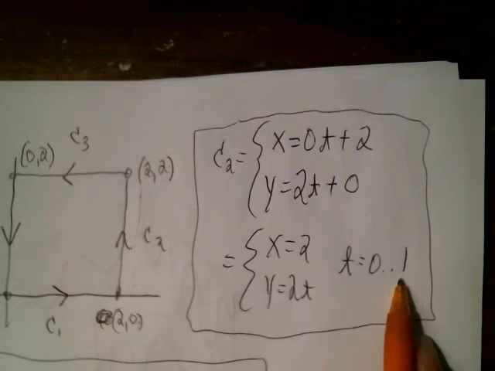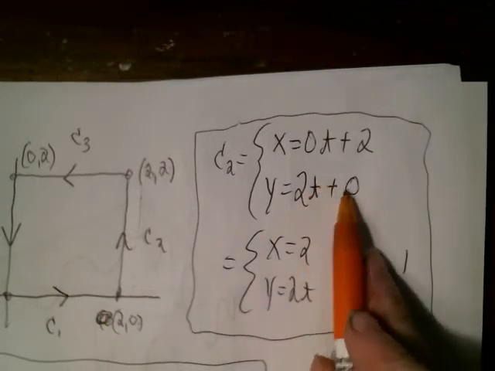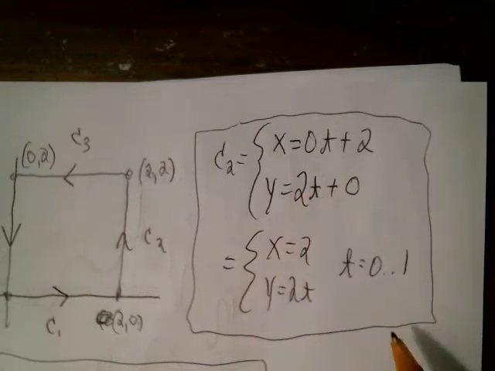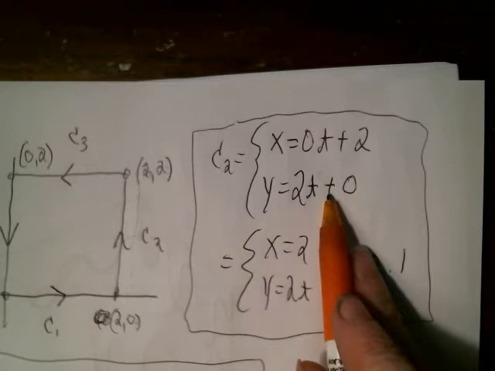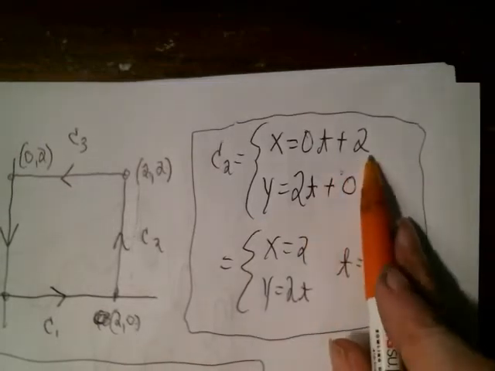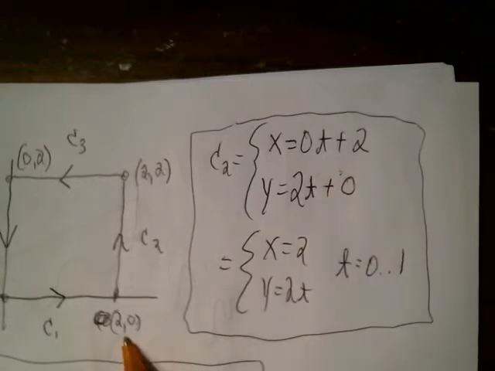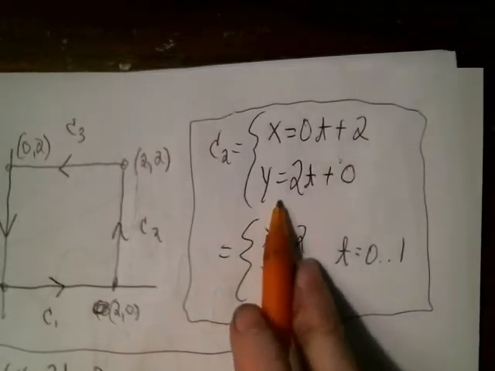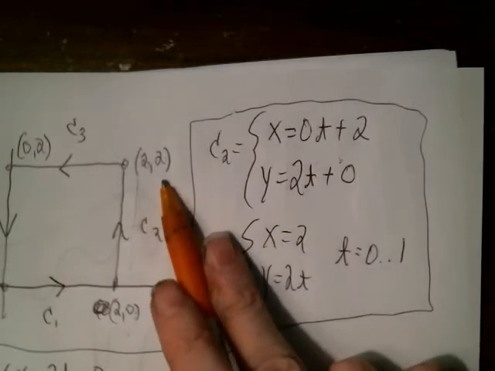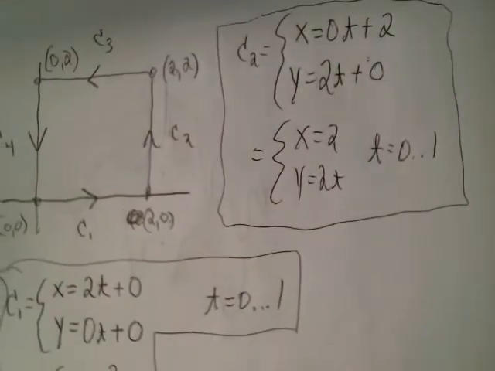Okay, so at time 1, the t expression would be 0, and then at time 2, the t expression would be 1. So when t is 0, you get 2 comma 0, which is this point, and when t is 1, you get 2 comma 2, which is this point. Okay, let's get C3 now.